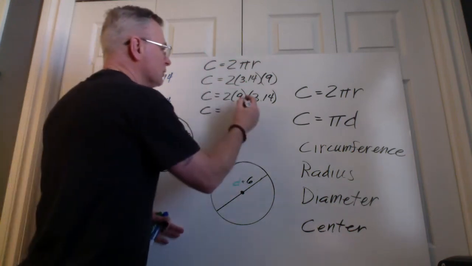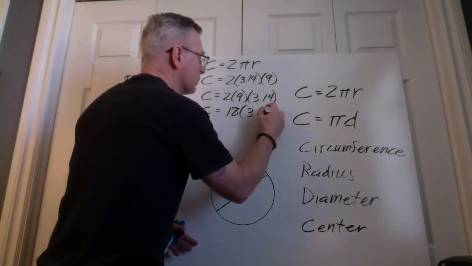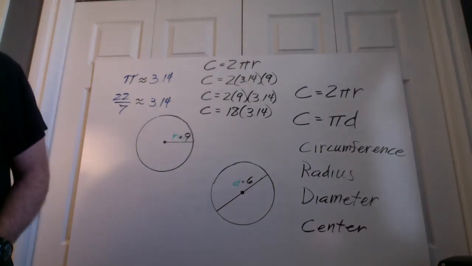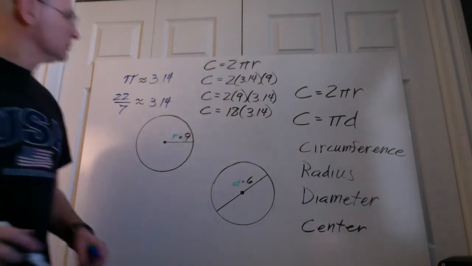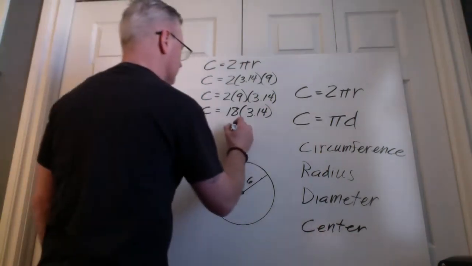So I'm going to take the 2 and the 9, and I'm going to make this 18, and that is going to be multiplied by 3.14. And then 3.14 times 18 is 56.52.